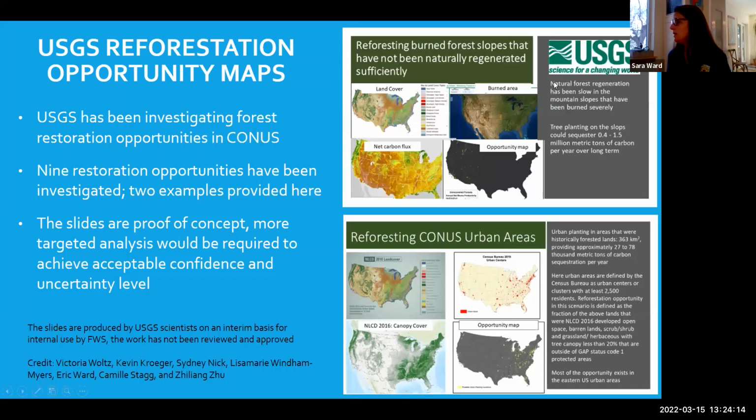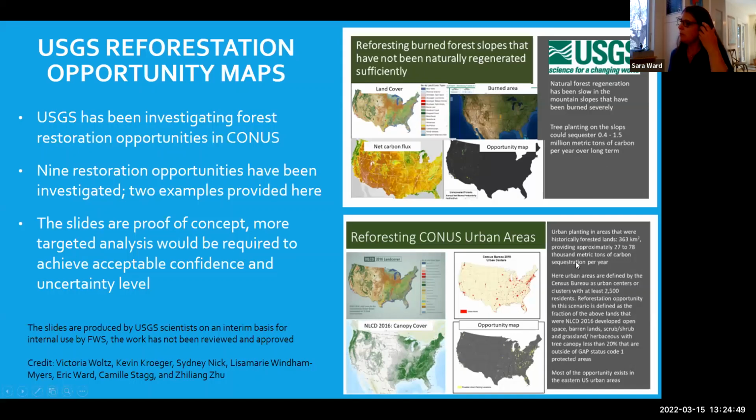But essentially, one of the examples is they've taken a look at burned forest slopes where there are opportunities for reforestation that haven't naturally regenerated to the level that folks were hoping for. So these are basically an opportunity, a gap in terms of natural revegetation, where there could be biological carbon sequestration via reforestation. Tree planting on these slopes is estimated to sequester 0.4 to 1.5 million metric tons of carbon per year over the long term. So it's a pretty big opportunity.